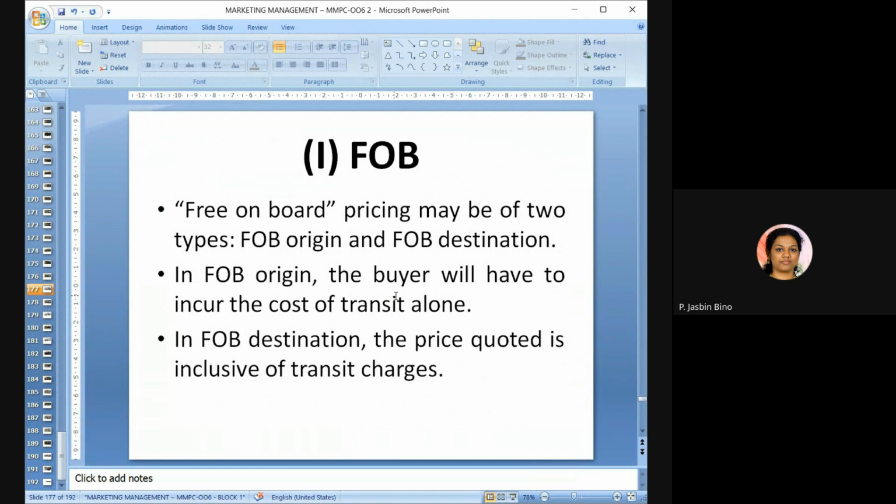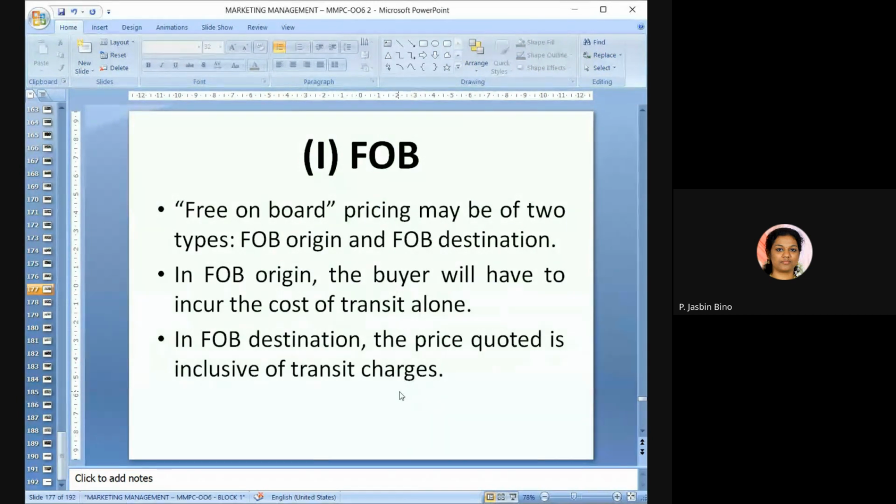In free on board origin, the buyer will have to incur the cost of transit alone. Free on board origin means the seller is responsible until he transports the product to the delivery agent. Till that point he is responsible. From that point, the buyer is responsible. Whatever cost arises in transit or so on, the buyer is responsible. That is what is known as free on board origin.